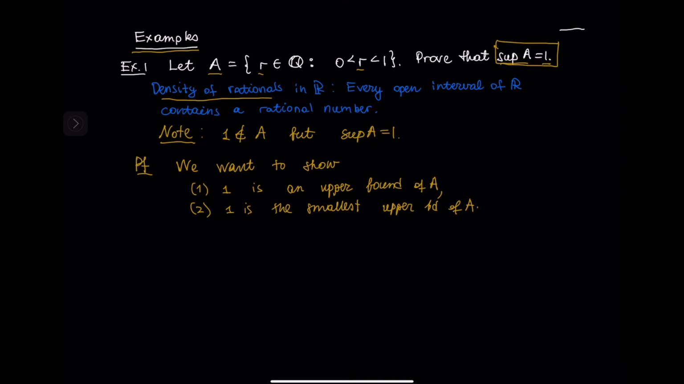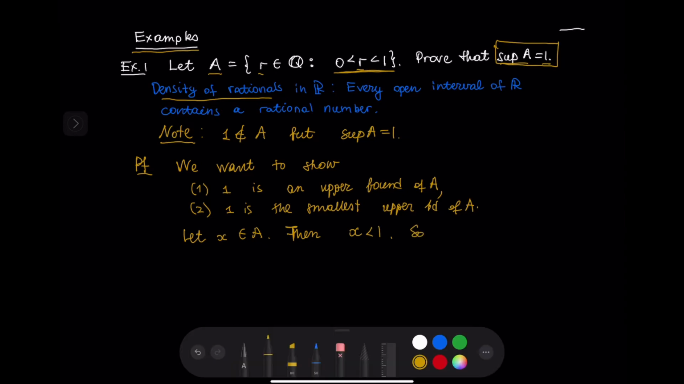So let us prove the statement 1. So let us say that x is an element of A. Then x is less than 1 because every element of A is between 0 and 1, and we in particular are interested in the inequality x is less than 1. So every element of A is less than 1. So 1 is an upper bound of A. So we showed what we wanted to show in the statement 1.